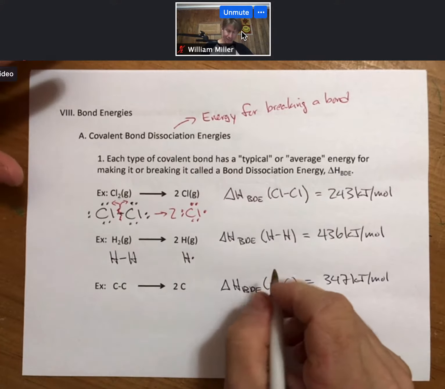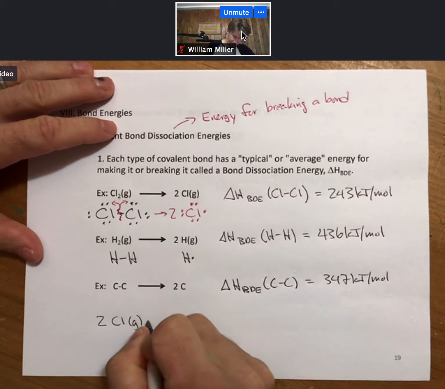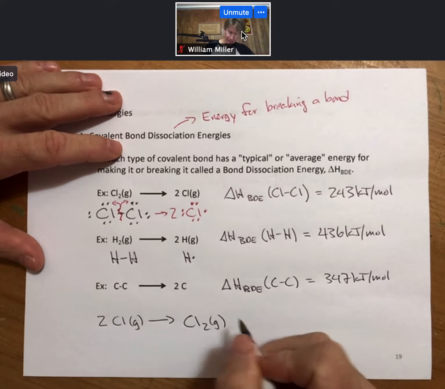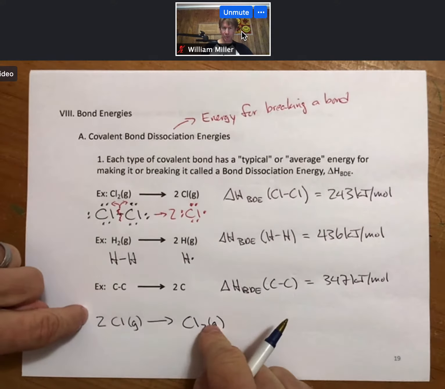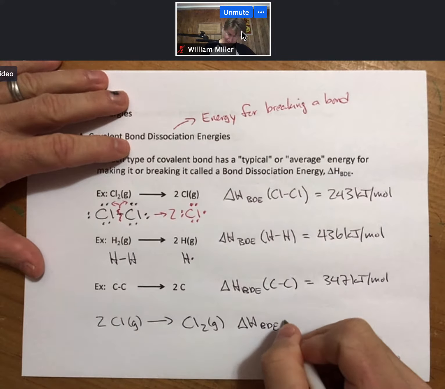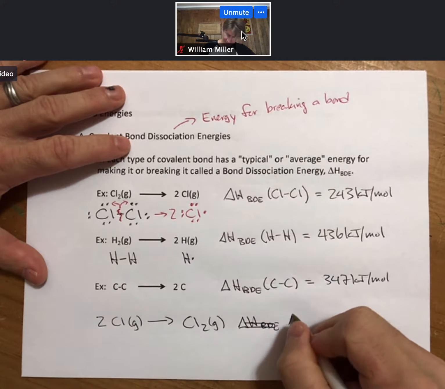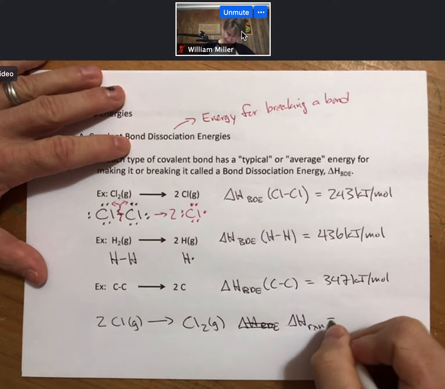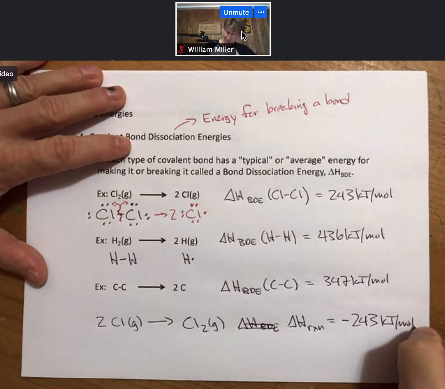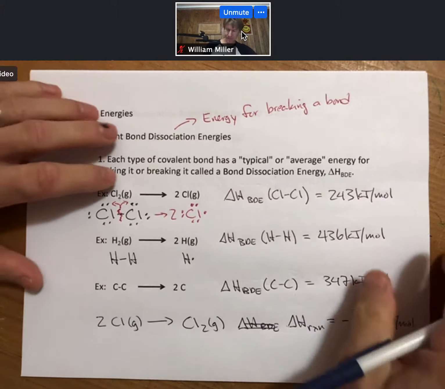If we wanted to take two chlorines and make them back into a Cl2, so make the bond, all this does is flip or reverse the reactants and products. And we can't call it BDE anymore. We just have to call this delta H reaction, since it's the opposite. And it's going to be minus 243 kilojoules per mole because we changed the sign.